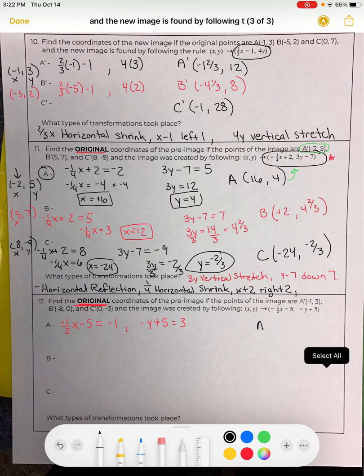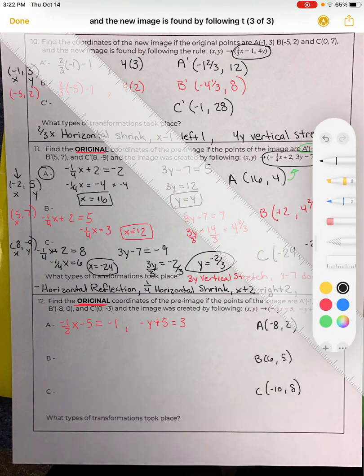But I am going to tell you the answers so you can go back and check. Your a should come out to negative 8, comma 2. Your b should come out to 6, 5. And your c should come out to negative 10, 8.